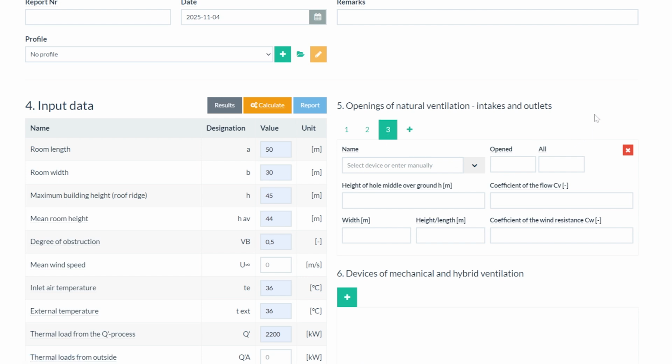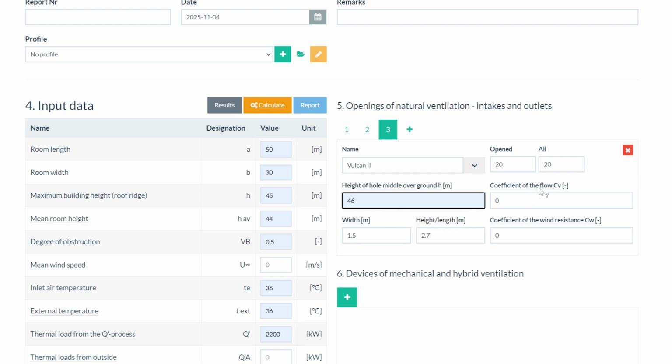The next group of devices are exhaust natural vents in the roof. As before, you can use the vents from the available list. Use Vulcan 2, for example. Number of vents open, 20 out of 20. Height 46 meters, which is 1 meter higher than the roof ridge.